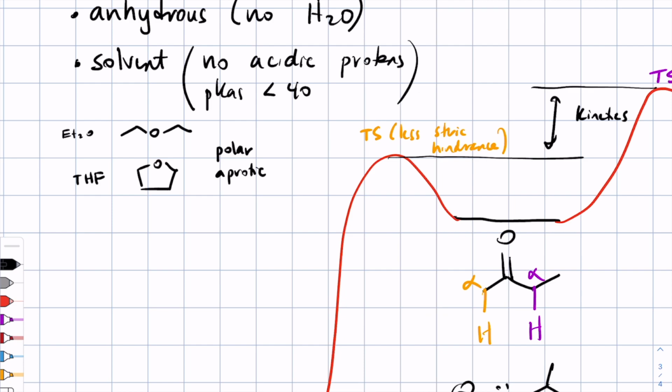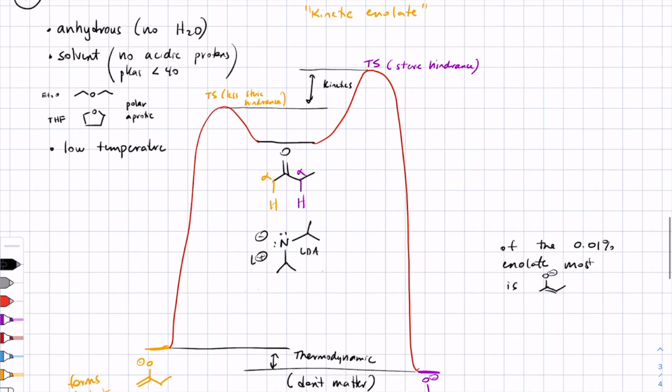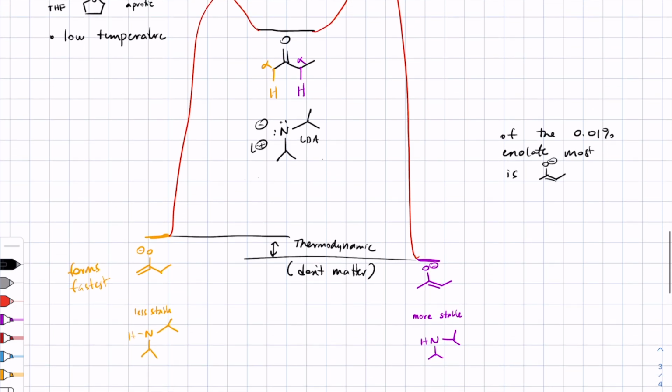Another practical aspect is that these reactions are almost always carried out at low temperature. The low temperature helps prevent what's called enolate exchange. So I told you that the reaction's irreversible, meaning as soon as LDA removes a proton, you're done. And that's true as far as LDA is concerned. The enolate is never getting the proton back from LDA.